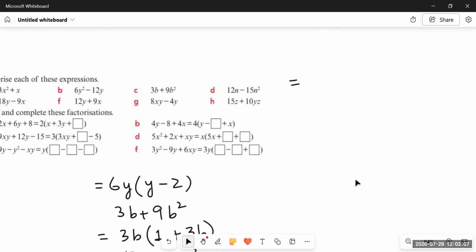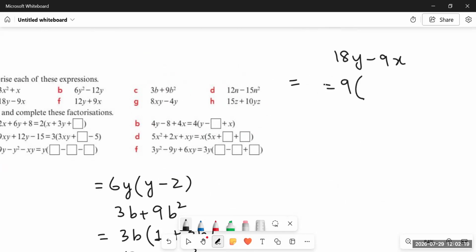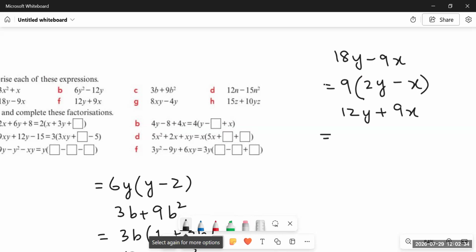Then we have part E, 18y minus 9x. So you can see that between 18 and 9, we have 9 in common, but between y and x, we have nothing in common. So we'll open up the bracket. 9 2s are 18, and here comes y, minus 9 1s are 9, here comes x. Okay, so make sure if the variables are not the same, you will not take anything in common. Then between 12y plus 9x, we have again 3 in common. Now we'll open up the bracket because y and x do not have any common factors. So it's 4y plus 3x.